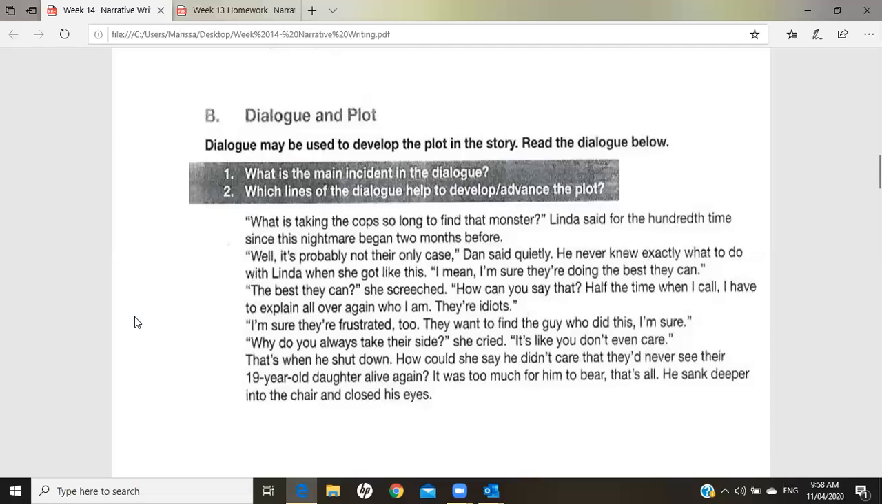So I know that Steven said that maybe in the end, Dan could have contributed to the entire situation. Maybe he planned the entire thing because of how he's responding to Linda, like how he's saying it's probably not their only case, they're doing the best they can. So what lines do you see here where you could develop or advance the plot and say what's going to happen eventually? Anybody want to share what they think will happen eventually in the story based on what is being said in this dialogue?